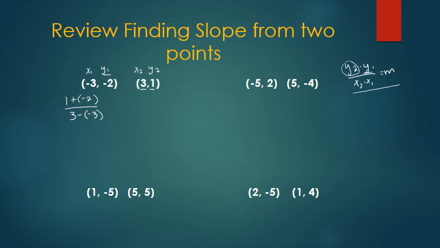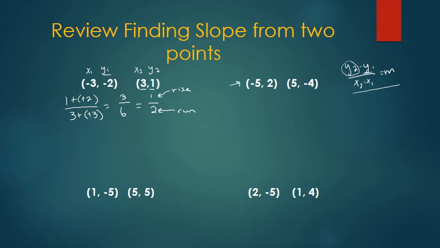So the negatives in the numerator become positive and I get 3. The negatives in the denominator also become positive and I get 6. And then I need to remember to fully reduce, so I get 1 over 2. And that is my slope. And another reminder, 1 is your rise and 2 is your run. All right, let's go ahead and do the next pair.